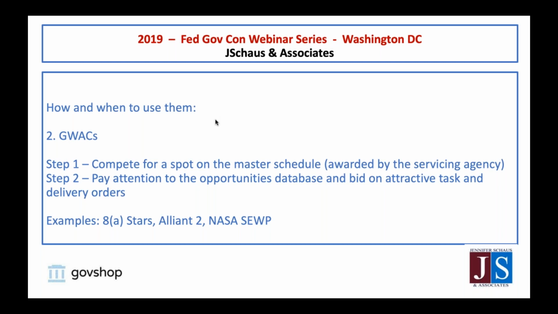It's only going to be you and the 17 or so other companies that want to place on that master contract. So pay attention to those opportunity dashboards. You ought to know if you're on Alliant 2 where those opportunities are coming out. And then, don't go after everything. It is easier to bid on these RFQs or task order proposal requests or whatever they're calling it. It's easier, but it still takes time.